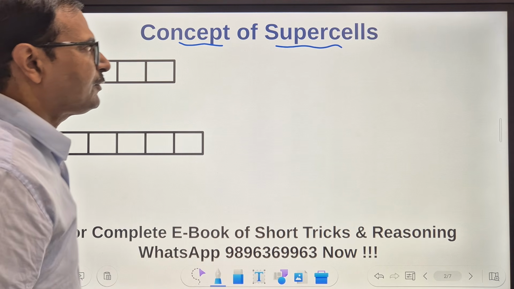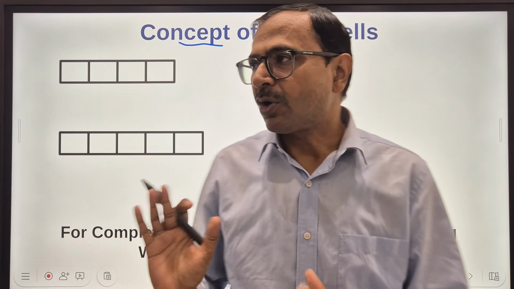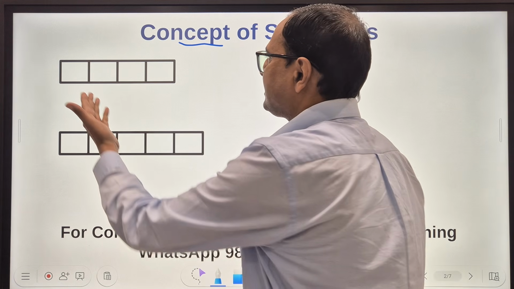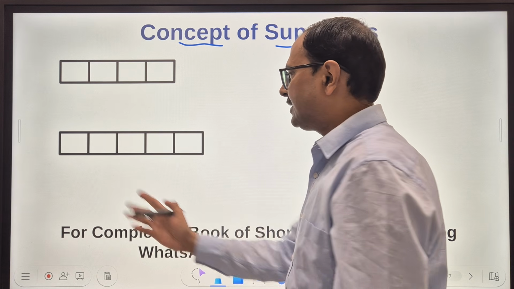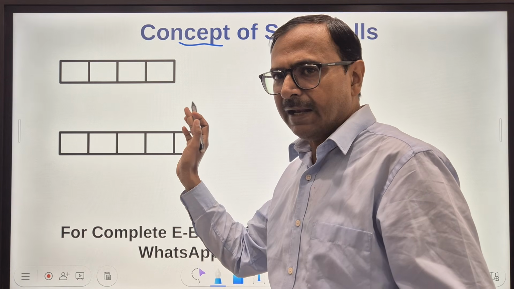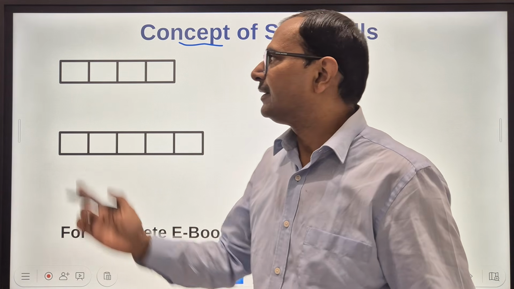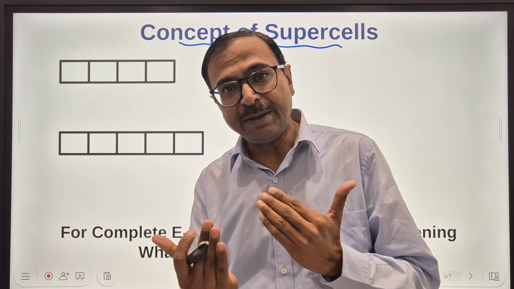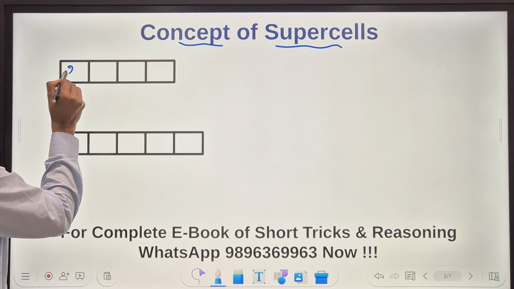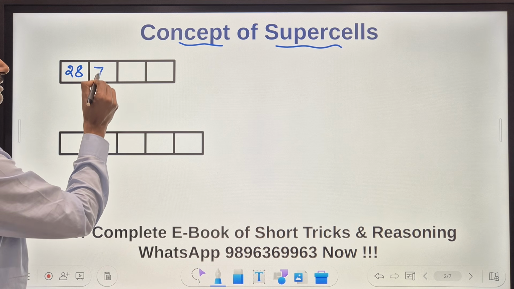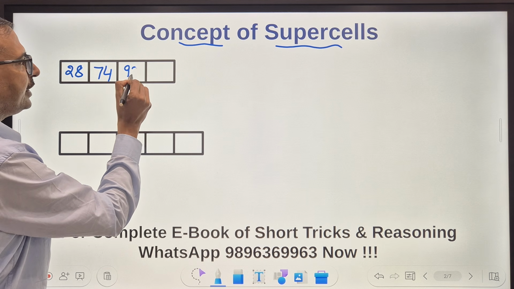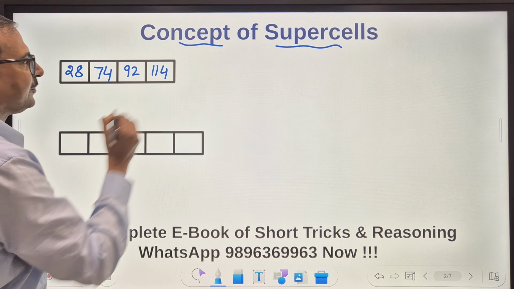To understand the concept of a supercell, you first need to draw a horizontal table like that. This is a 4-cell table and this is a 5-cell table. So let's put some numbers in each cell. Then I will tell you what is a supercell. These are all cells. Out of these, some of them will be termed as supercells. Let's write 28 inside this, 74 inside this. Let's take 92 here and 114 here.